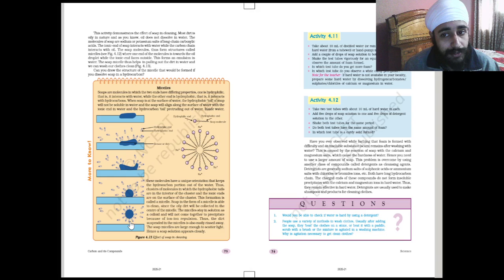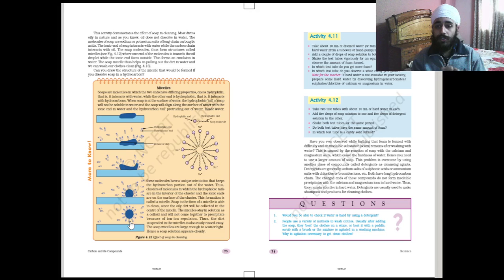Have you ever observed while bathing that foam is formed with difficulty and an insoluble substance remains on the surface of our skin after washing with water? That is the curdy precipitate. It is caused by the reaction of soap with the calcium and magnesium salts, which cause the hardness of water. Hence, you need to use a large amount of soap.